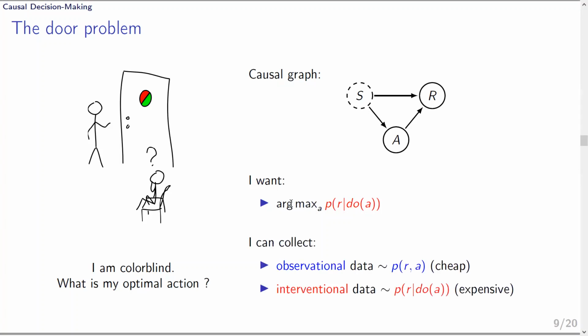And what I can collect is observational data. So I can just sit in my chair and look at people interacting with the door. And that's very cheap. I just sit, I do nothing. I can look at many people interacting with the door, don't have to do anything. Or I can intervene on the system. I can get up from my chair, go press the button, see what happens. And you can assume that this is more expensive. I have to get up and so on. So I can collect both observational data and interventional data.